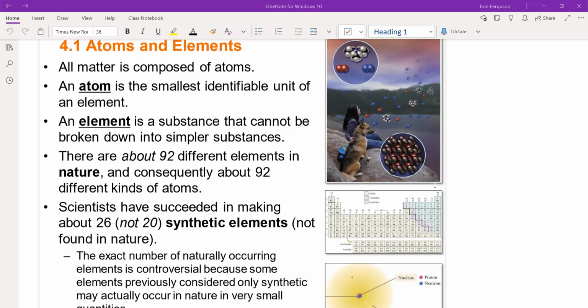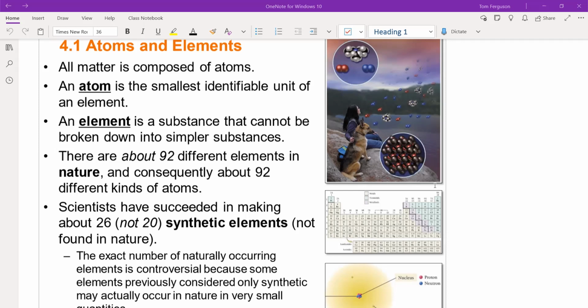From 93 up to 118 are artificially made. And either they stick around a long time or they're gone in nanoseconds, billionths of a second. Some are very unstable, but they're around long enough and reproducible enough that they've actually named them.